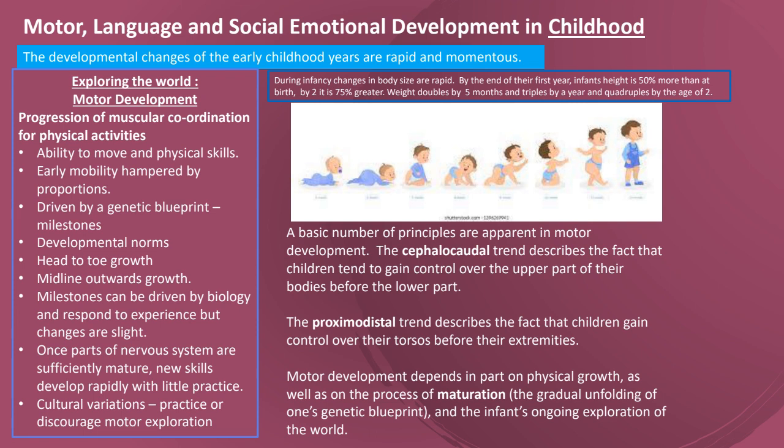Okay, so the basic principles that are apparent in motor development: basically the children begin to gain control over the upper part of their body before the lower part of their body. So you see arm movement and head movement, and that's why the crawling mainly uses the arms. Children drag themselves forward, and then the lower part of the body follows. And again, children gain control over their torsos and their body before they do with their extremities. So those are the two physical development trends. But it's all part of maturation. Okay, so as the blueprint unfolds, as children grow, they start to mature, and so development takes place from a physical perspective.